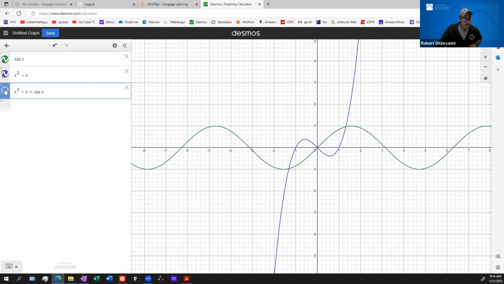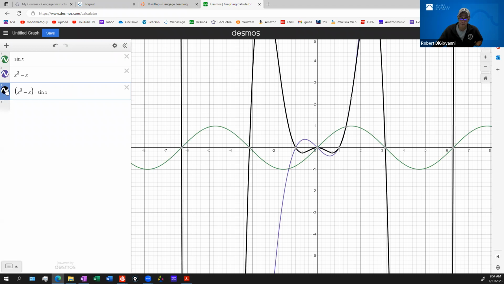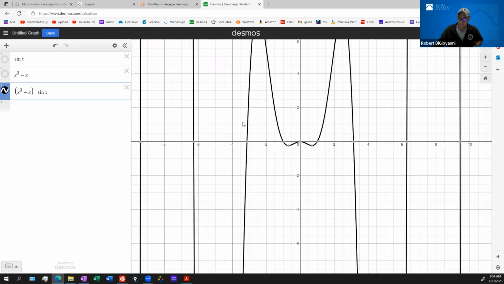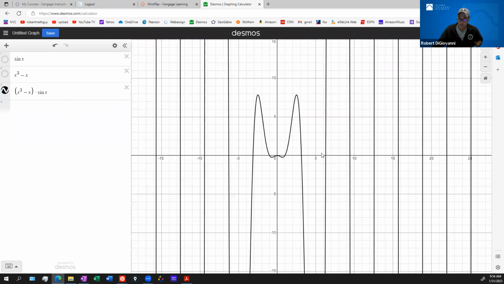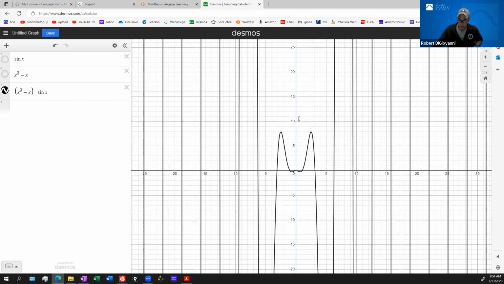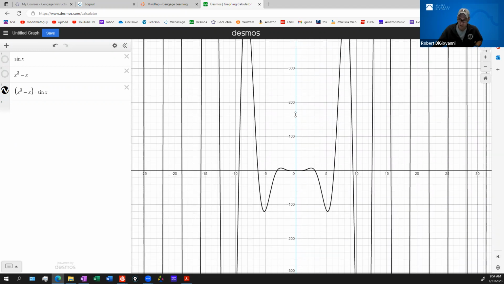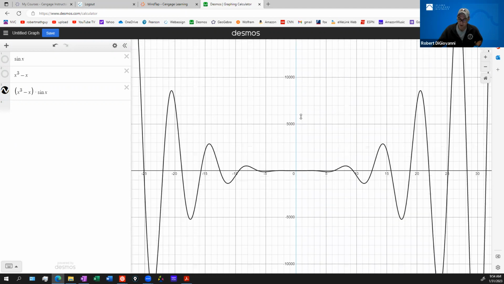Okay, let me go back. Instead of adding them together, let me multiply them. So if I take those two and multiply them, here's what it looks like. It's crazy looking, right? That's a crazy looking function. That's really crazy looking. Oh, that's actually pretty awesome. Okay, there it is. Now, if you try and draw that, you can do it without picking up your pencil. Guaranteed.